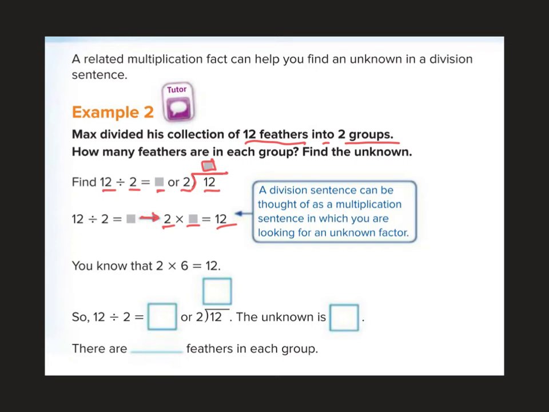So we just figured out that 2 times 6 is 12. Then I would know that 12 divided by 2 is 6, right? That's our missing member of our fact family. 12 divided into 2 equal groups is 6. The unknown is 6. There are 6 feathers in each group. All right, let's keep moving.